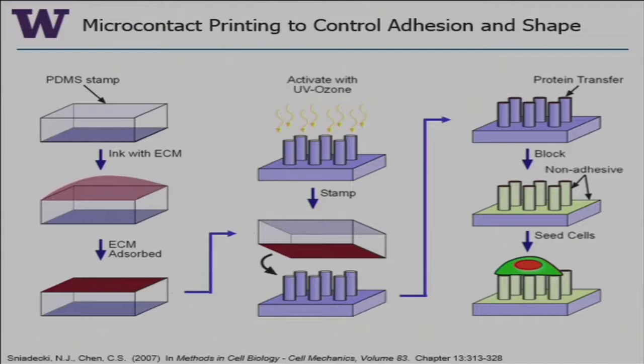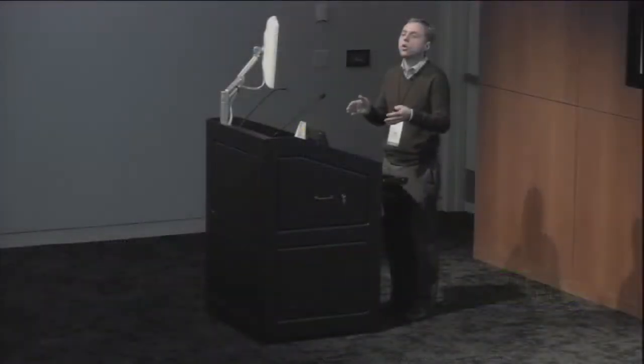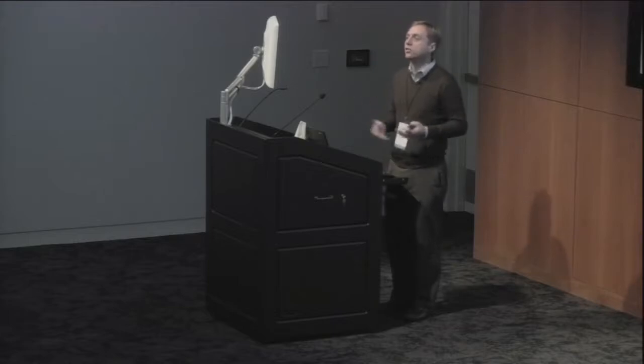So when you bring your stamp into contact with your posts, wherever you have contact, you get protein transfer onto the tips. And so depending upon the shape of your stamp, you could predict, or I should say control, which posts get that stamp and which do not, which ones have protein and which do not. But wherever you did not stamp, you can then coat it with a non-adhesive to prevent any additional proteins from sticking.